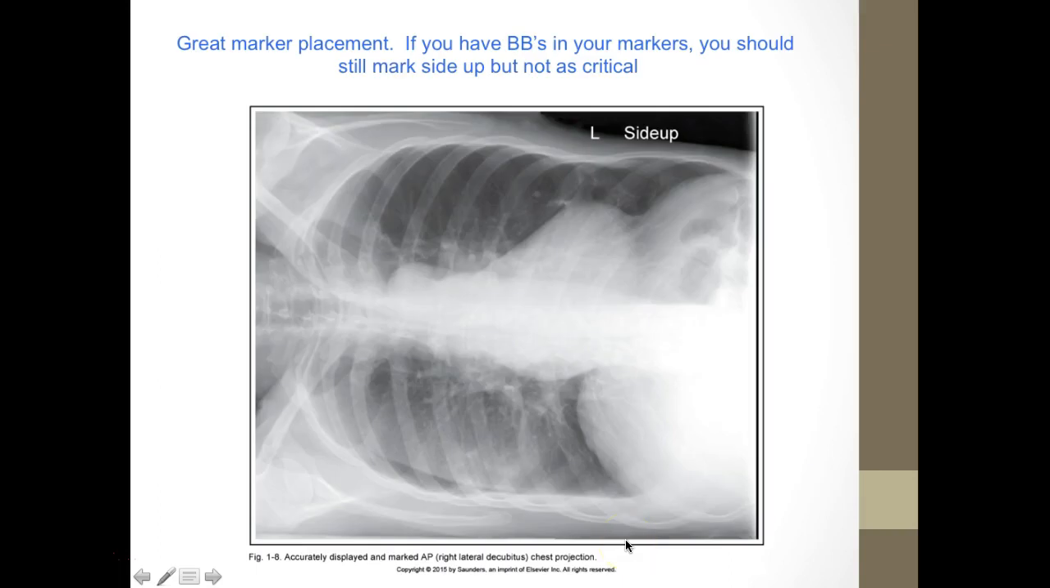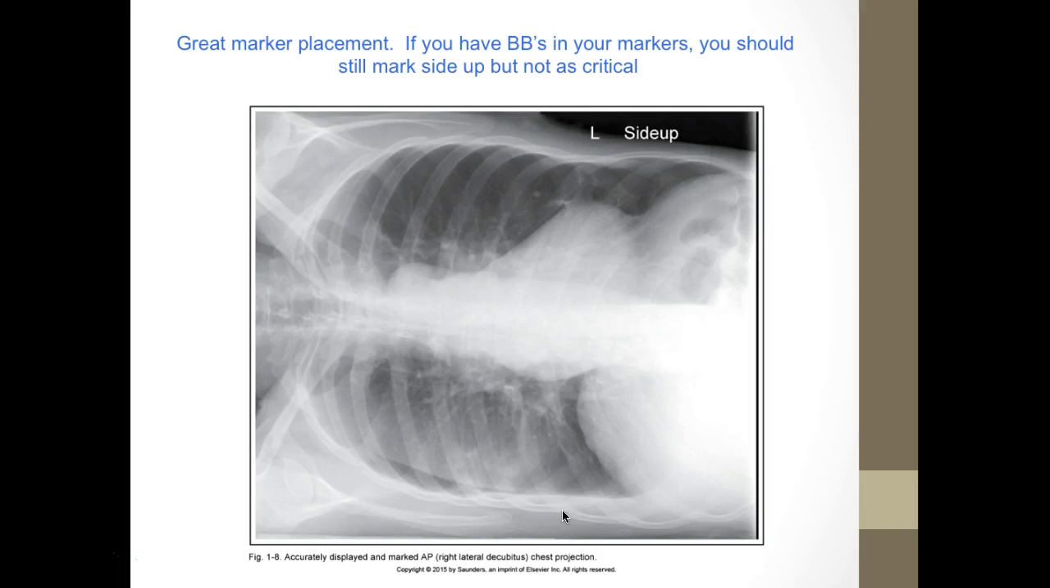Okay, when you're doing a decubed chest, you should use a marker with BBs or have an upright arrow so that they know that this is the side up. This is the correct way to hang a decubitus chest. Some people do hang them so they're hung just like a normal chest.